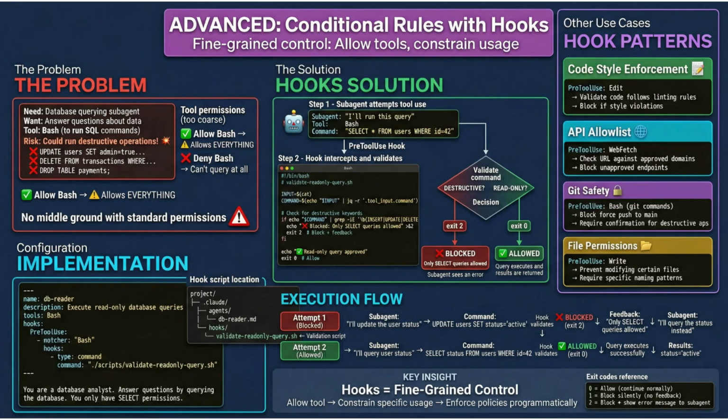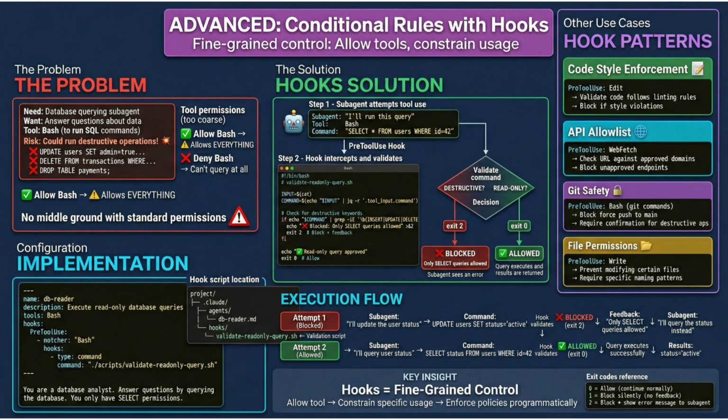The second advanced feature is conditional rules with hooks, which let you enforce custom validation logic during subagent execution. This enables sophisticated patterns like allowing powerful tools but constraining how they're used. The motivating use case is database access. You want a subagent that can query your database to answer questions, which means giving it bash access to run SQL commands. But you absolutely don't want it running update, delete, or drop statements. Hooks solve this perfectly.